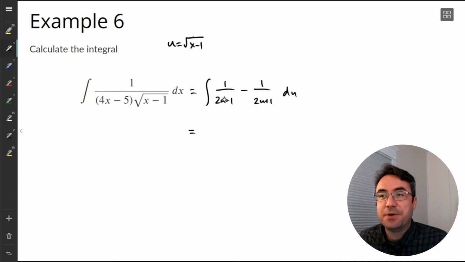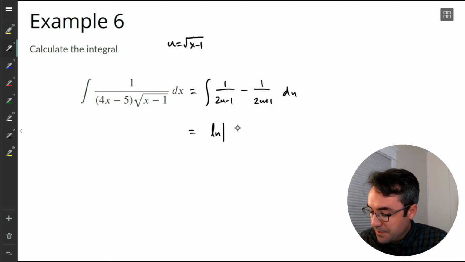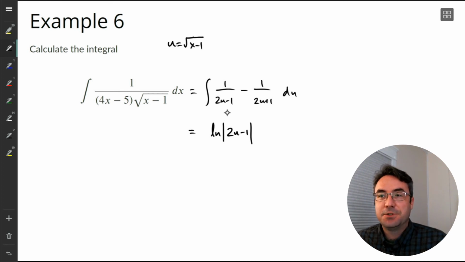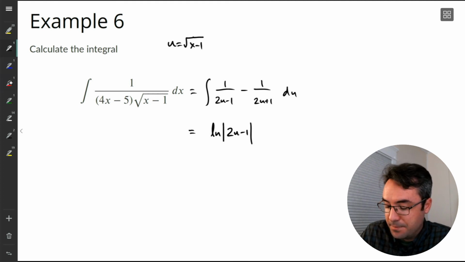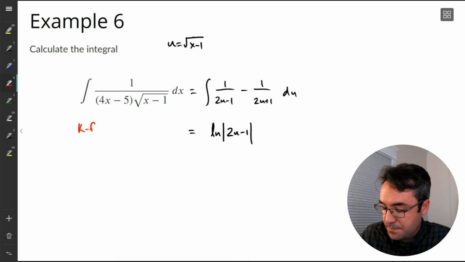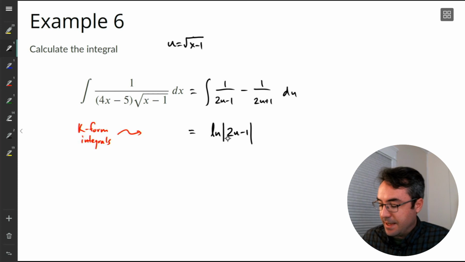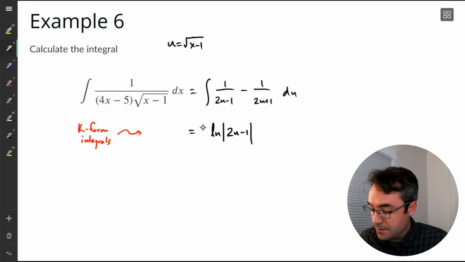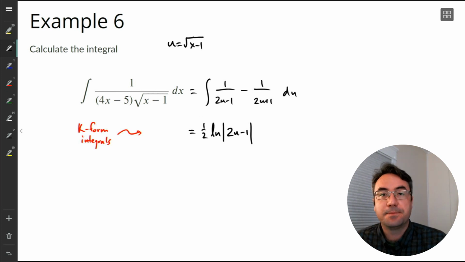So what's the antiderivative of 1 over 2u minus 1? Well, it's going to be the natural log of the absolute value of 2u minus 1. So just take what's in the denominator and put it inside the absolute value there. Now we do have a constant term in front of our variable. So this is like one of our k-form. So we're going to take that constant 2, flip it, and put it in front. So we're going to have a 1 over 2 in front there.